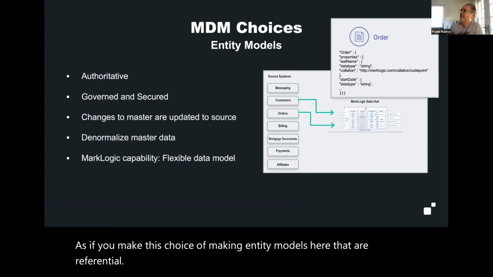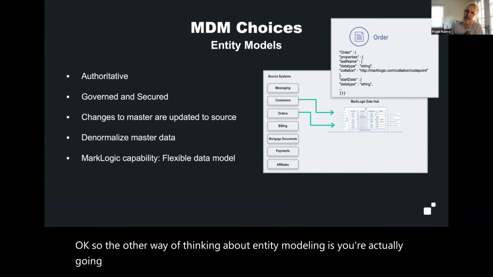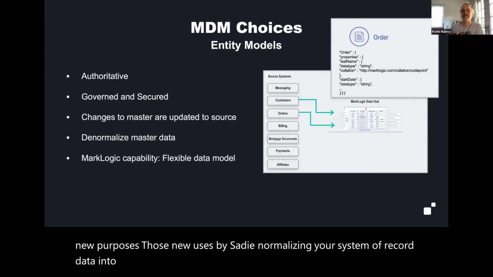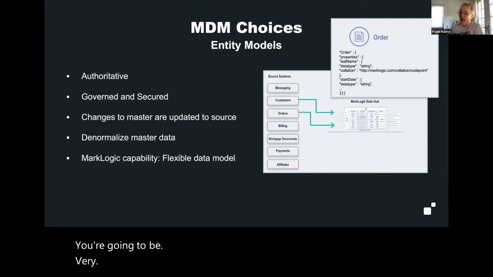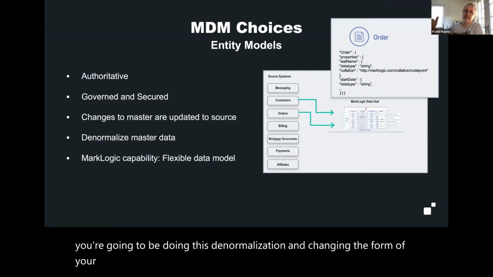Okay. So the other way of thinking about entity modeling is you're actually going to remodel your data for new uses, and you're going to enable those new purposes by, let's say, denormalizing your system of record data into new documents or new forms. You're going to be maybe even more concerned with provenance and lineage, because you're going to be doing this denormalization and changing the form of your data, and you need to trace where that data has come from.